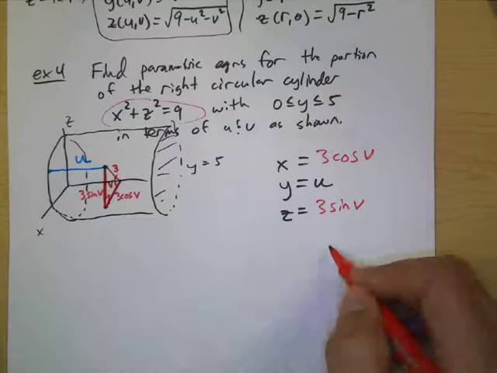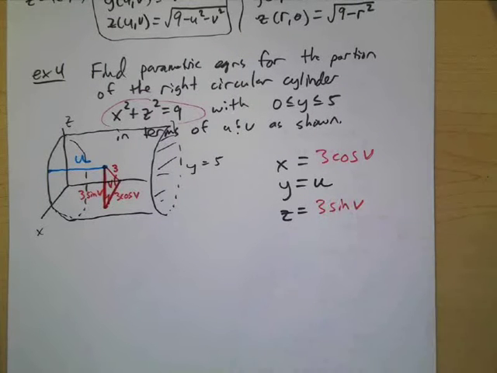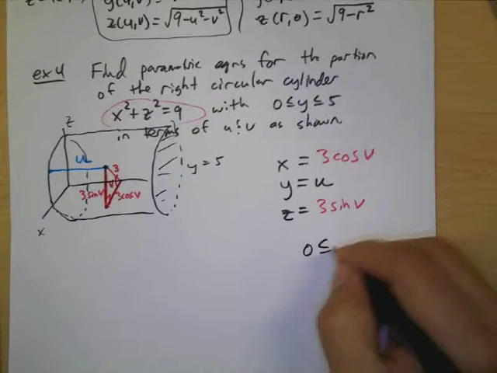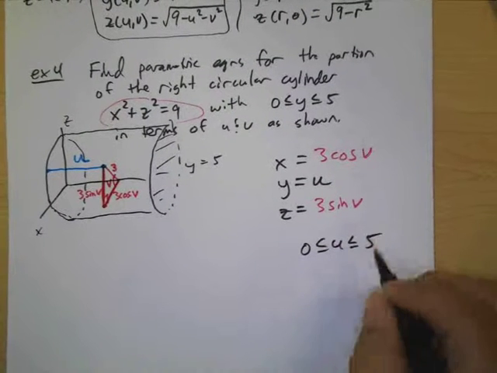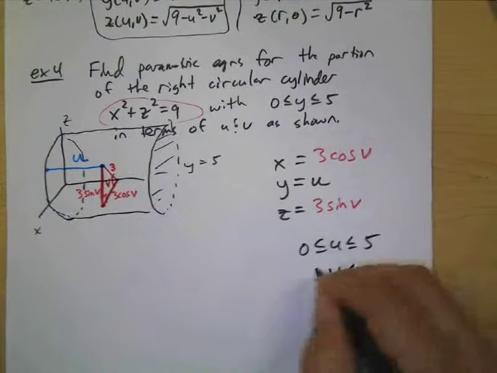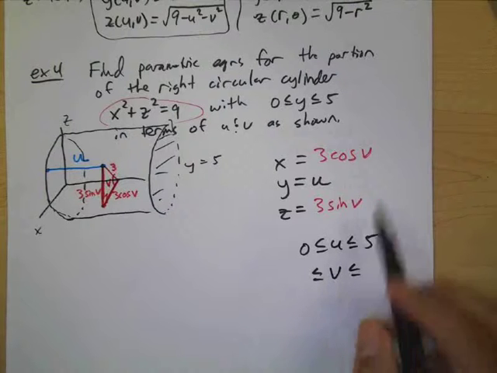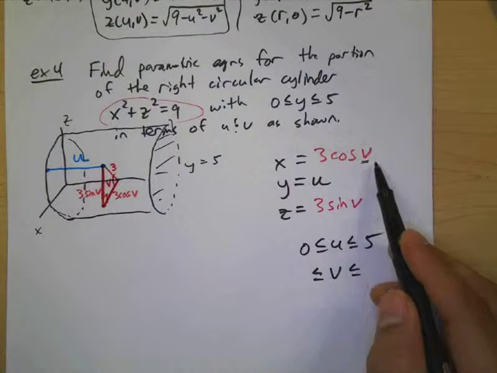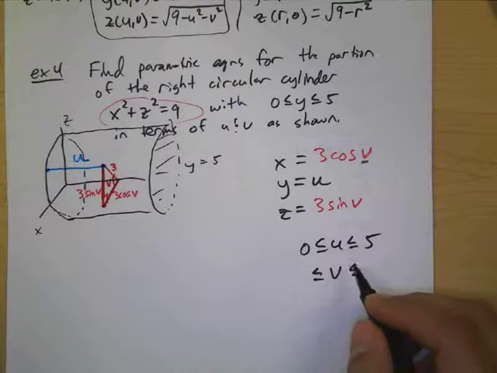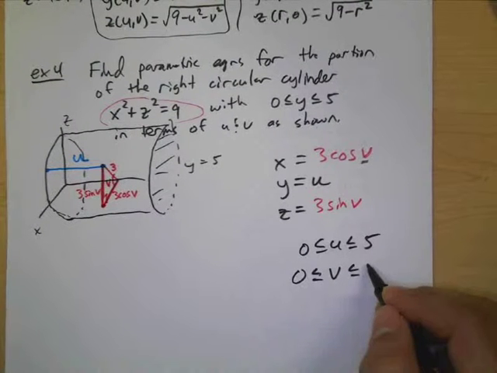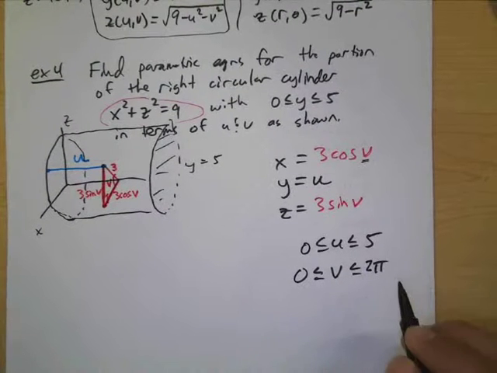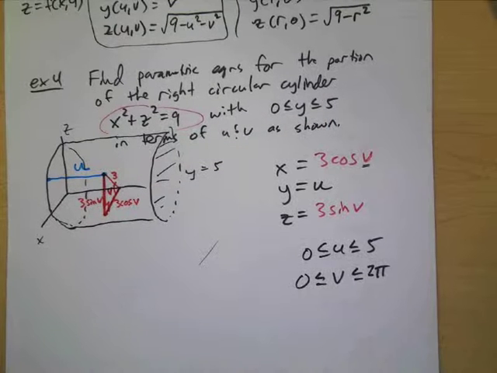And now let's write down the restrictions. Since y was between 0 and 5, we would say that u is between 0 and 5. And then what are some natural restrictions here for v? Has to be less than 90 degrees. If it's less than 90, then we're only going to get a portion of the cylinder. 0 to 2 pi, yes, has to be, because we want to get all the way around, right?